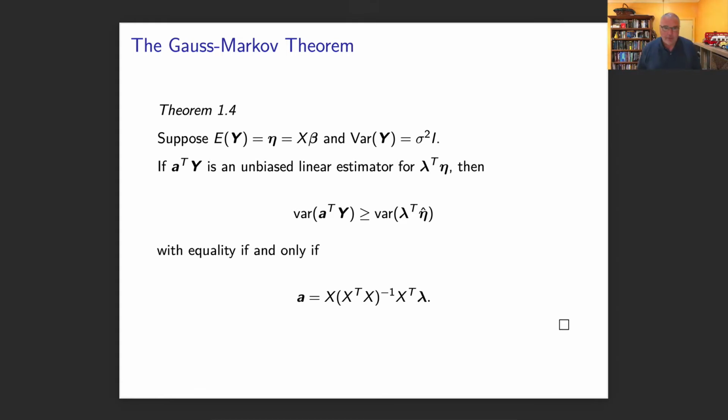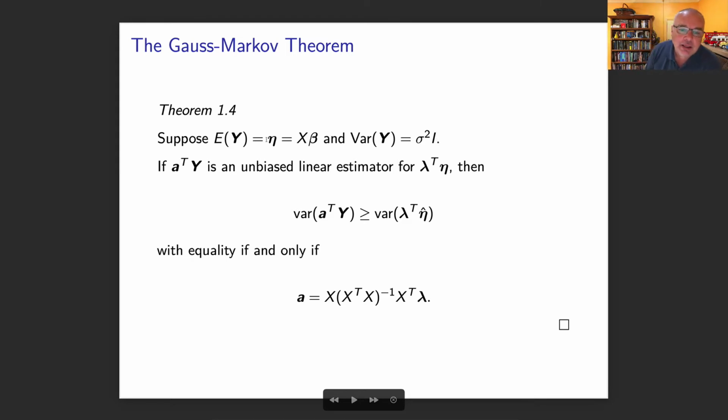So let's set it up. First of all, we're going to assume the expected value of y is this eta. Because it's a linear model, it's x beta. So you take your design matrix and you have these betas. We're also going to assume that the variance of y is sigma squared I.